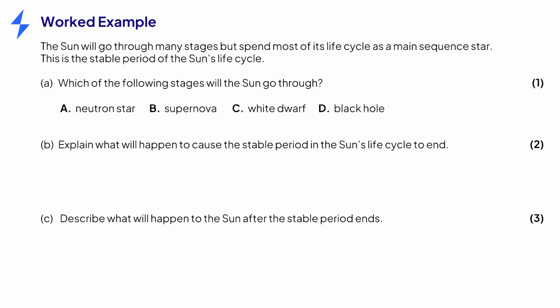The Sun will go through many stages, but spend most of its life cycle as a main sequence star. This is the stable period of the Sun's life cycle. Part A is a 1-mark multiple choice question. Which of the following stages will the Sun go through? The Sun is considered a low-mass star, so after its current stage, it will become a red giant, then a planetary nebula, and then a white dwarf. This means option C is correct. In a different video, we will see that only high-mass stars can become a supernova, a neutron star, or a black hole.